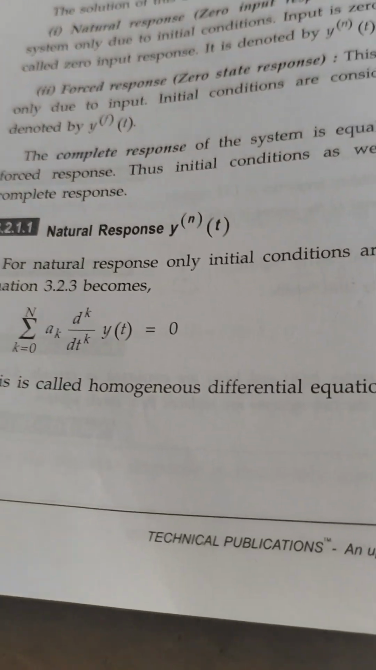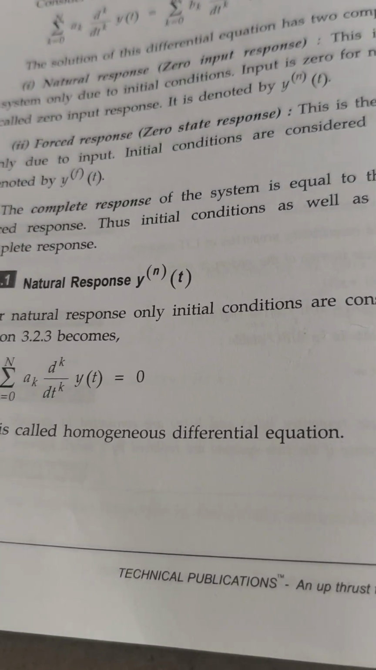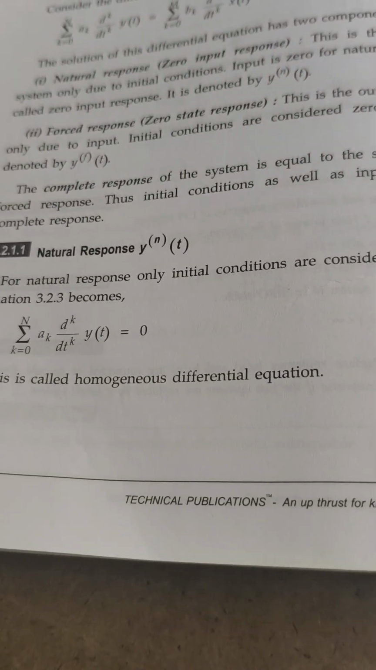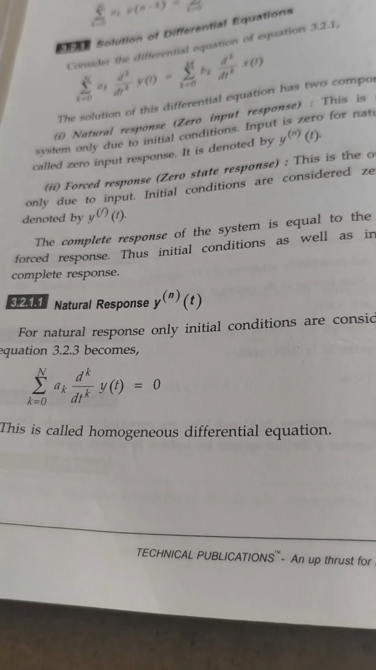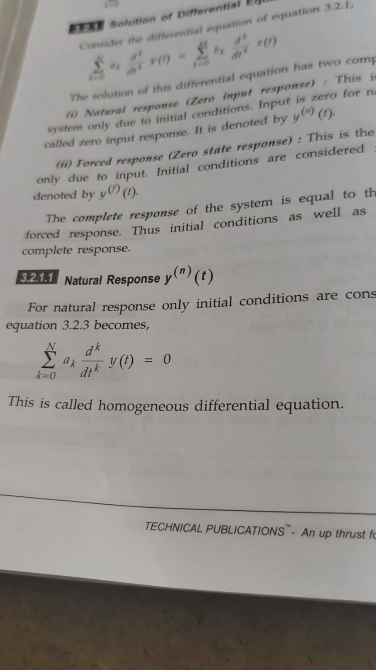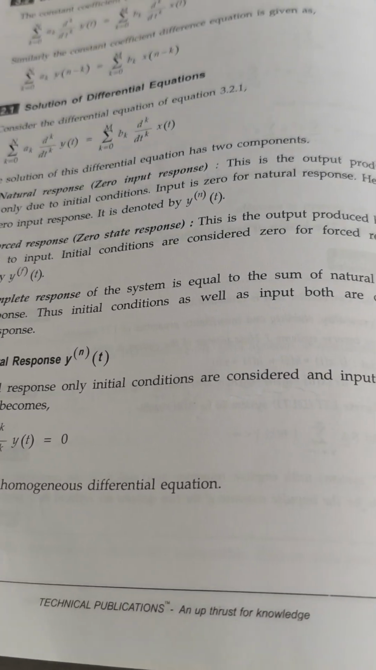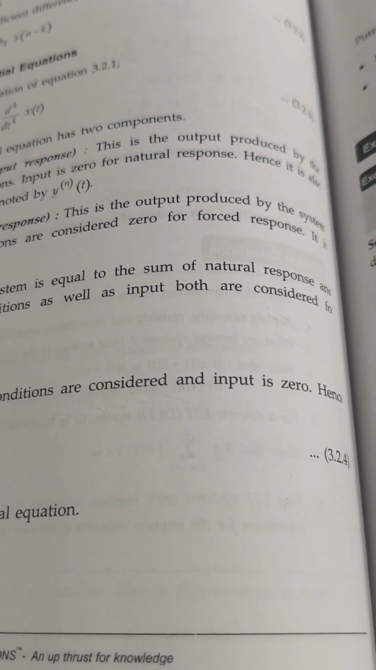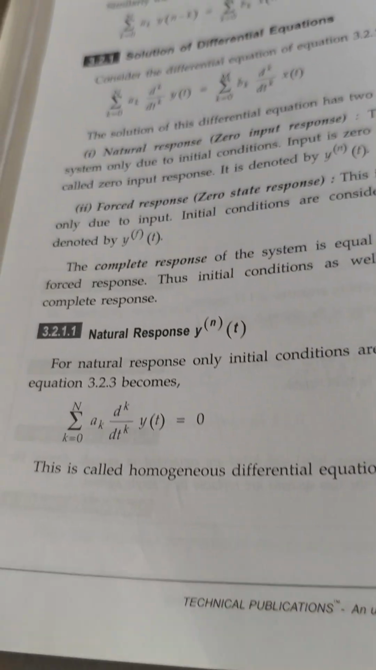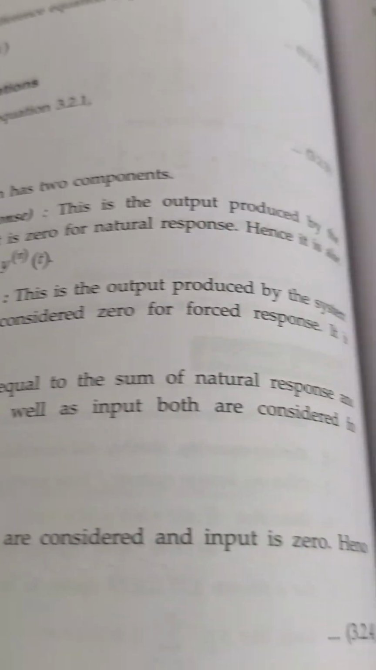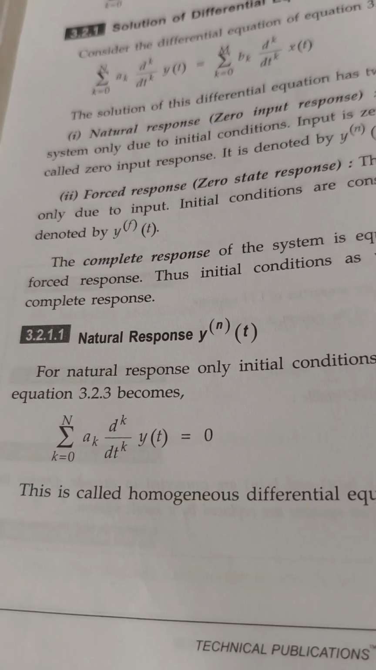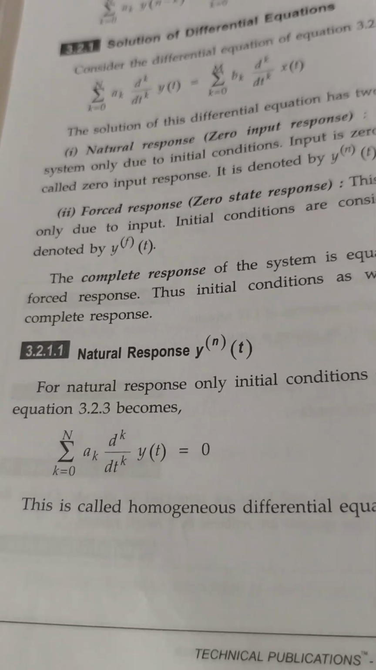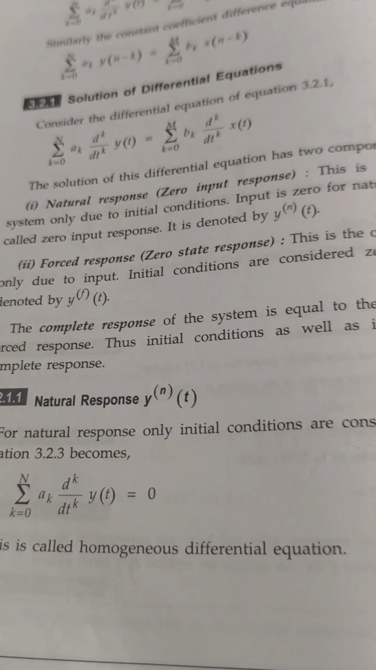Now we'll analyze what the natural response is. The natural response is denoted by y^n(t). For the natural response, only initial conditions are considered and the input is 0. In equation 3.2.3, we consider summation k equal to 0 to n, a_k d^k/dt^k y(t), equal to 0.